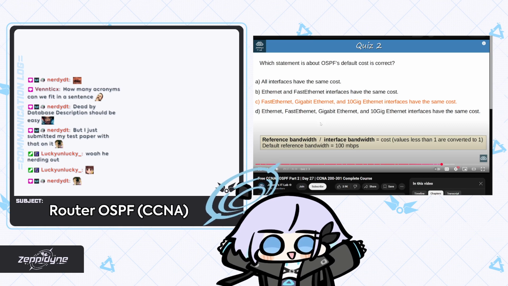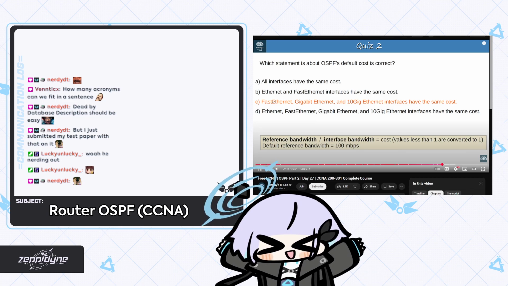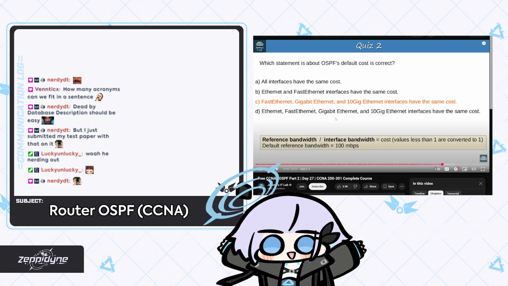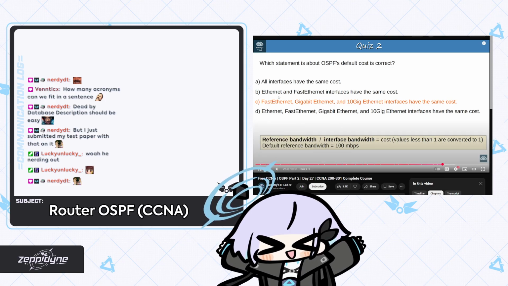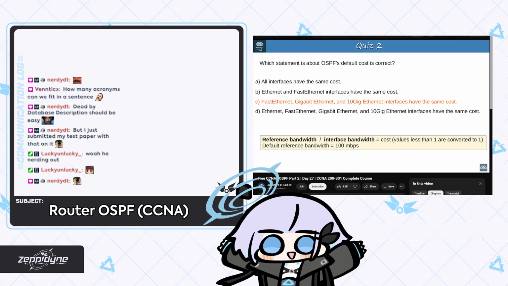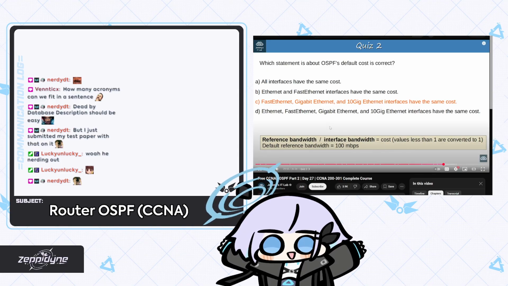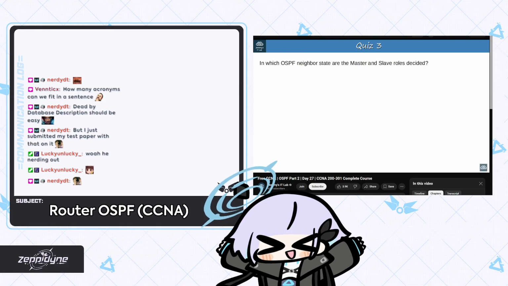The cost is calculated by dividing the reference bandwidth by the interface bandwidth. The default reference bandwidth is 100 megabits per second. So a Fast Ethernet interface has a cost of 1. However, anything faster than that will have a cost of 1 as well, because all values less than 1 are converted to 1. Let's go to question 3.